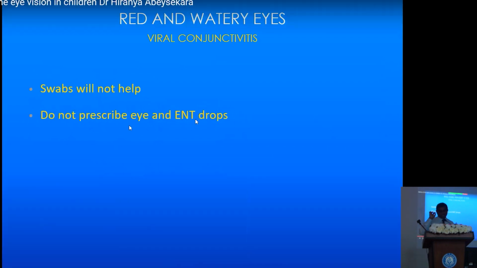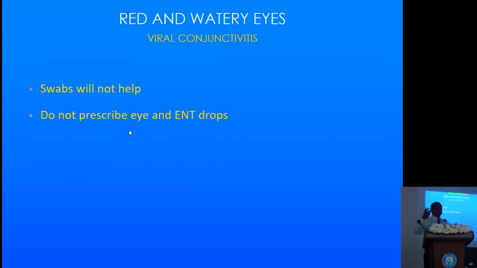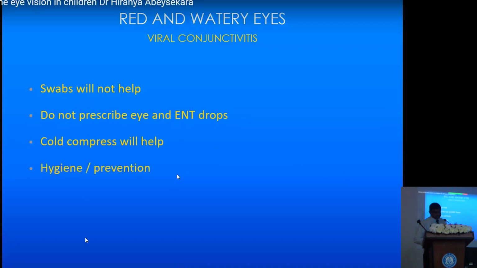Because ENT drops have different vehicles, different preservatives, which may not be suitable for the eye. Ocular drops have different vehicles, different preservatives, which are appropriate for the ocular surface. But ENT drops are not like that. They are catered for whatever is in the ear, not for the ocular surface. So avoid prescribing common ENT and eye drops to the eye.